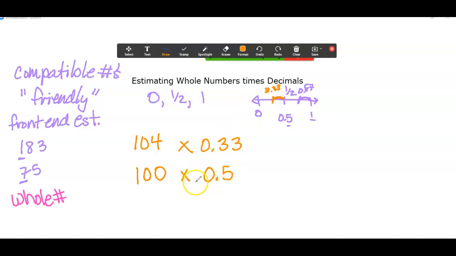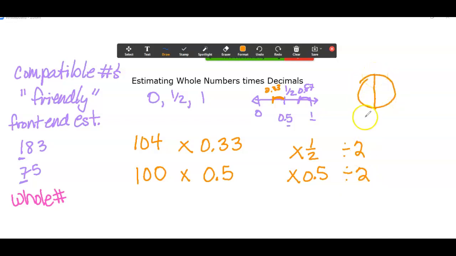Now, when I multiply any number times a half, remember I can write a half both ways. Really what I'm doing is the same thing as dividing by 2. Because think about a pizza. If I have a pizza and I ask you to cut it in half, okay? Multiplying by a half, really what I'm doing is dividing by 2, right? Because this is one person, this is two persons. So multiplying by half is the same as dividing by 2.